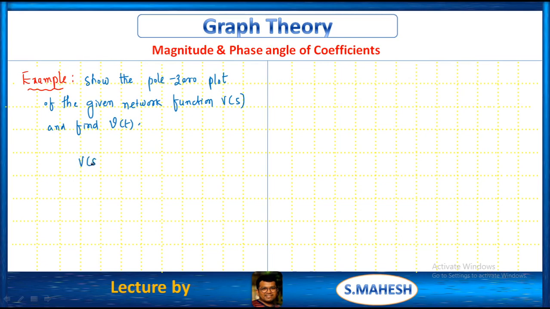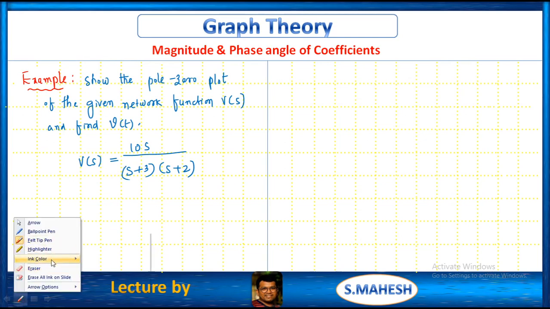V of s should be equal to 10s by (s plus 3)(s plus 2). So this is the given network function. From this we have to calculate v of t, that is the inverse Laplace of this V of s, and we have to plot the pole zero representation of that network function.